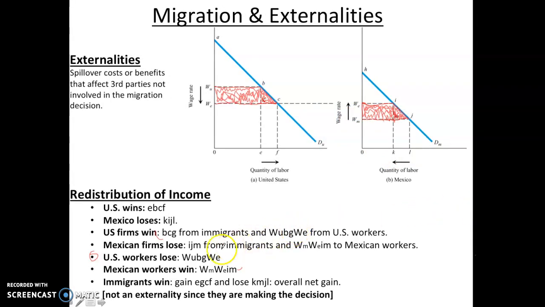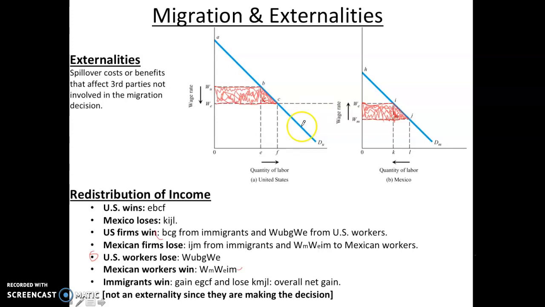The other thing to note is the effect on the immigrants that actually leave Mexico and go to the US. Remember, these workers in Mexico, L to K, they're leaving and going to the US and becoming E to F. They're winners because they wouldn't do this unless there was a gain. However, this gain to them is not an externality because it's affecting the decision maker. Externalities are benefits or costs that affect third parties that are not decision makers.